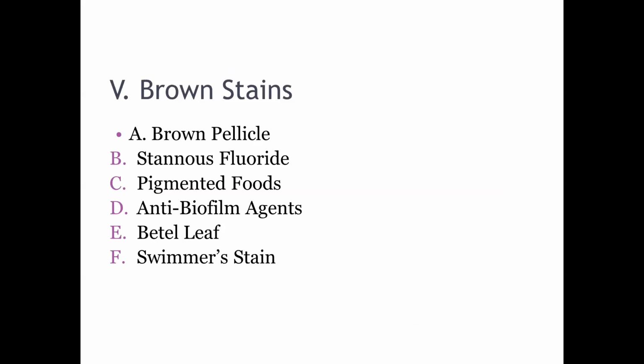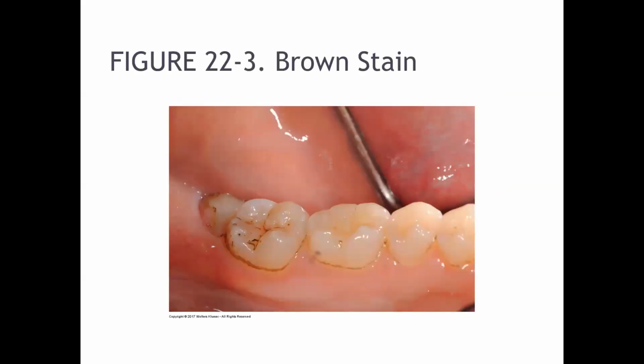For brown stains, the brown pellicle, the acquired pellicle is smooth and structureless, as you know, and it recurs readily after removal within seconds. So the pellicle can take on stains of various colors that result from chemical alteration of the pellicle. One of the main stains that can occur is stannous fluoride stain. And that is a light brown, sometimes yellowish stain that forms on the teeth in the pellicle after repeated use of some stannous fluoride products.